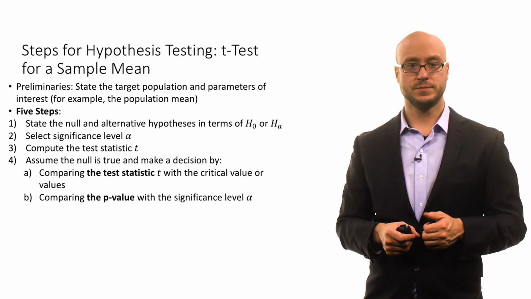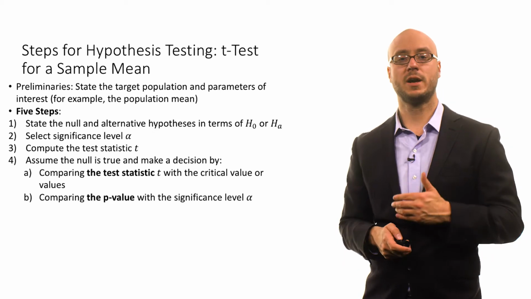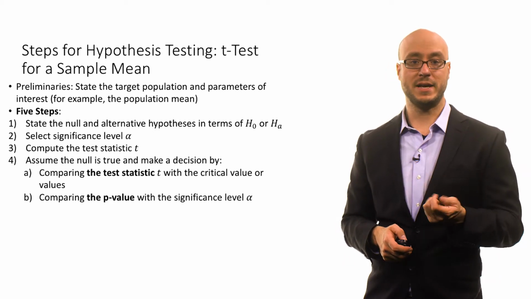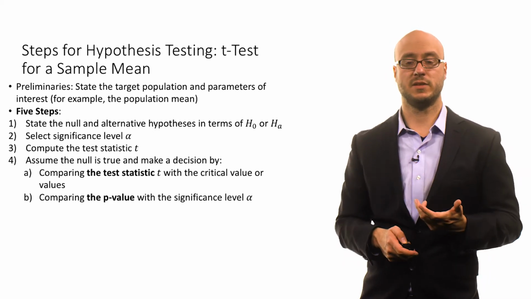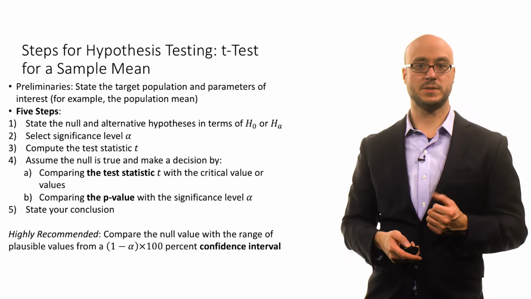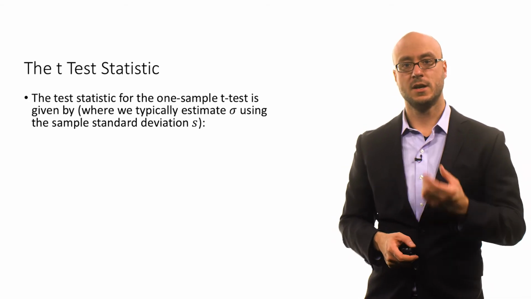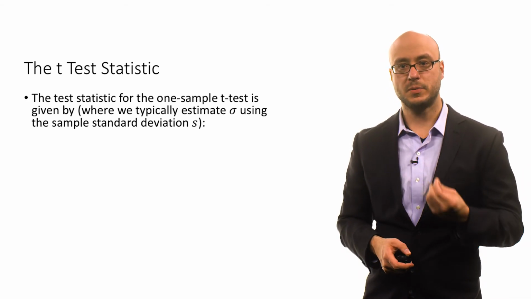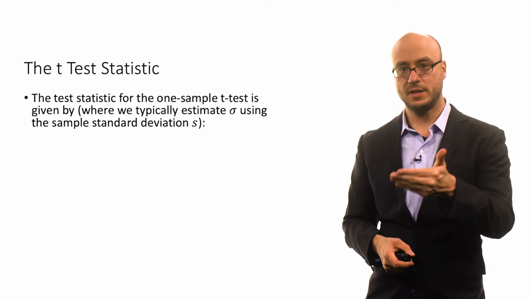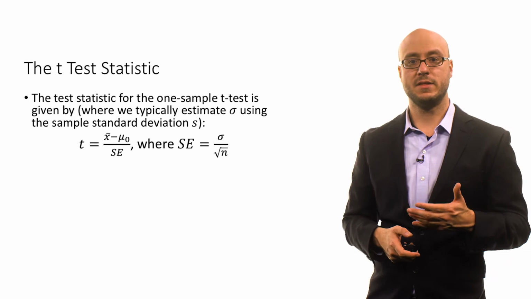Then we assume the null is true, and we again compare this test statistic with a critical value, or we compare a p-value based on this test statistic with some significance level alpha. In either case, we come to a conclusion, and we can also construct a 95% confidence interval. So what does a t-test statistic look like? The t-test statistic for a one-sample t-test, in which you're trying to say something about a population mean based on a sample mean, is given by the following form.